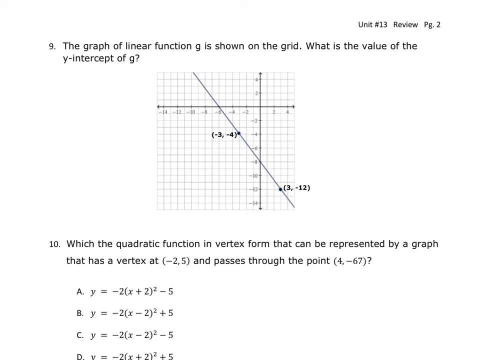All right, this is review 13. We're looking at problems 9 through 13. So on 9, we have the graph of the function g is shown on the grid. Find the value of the y-intercept of g.